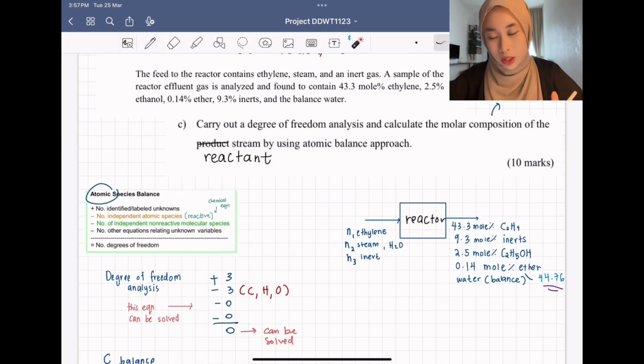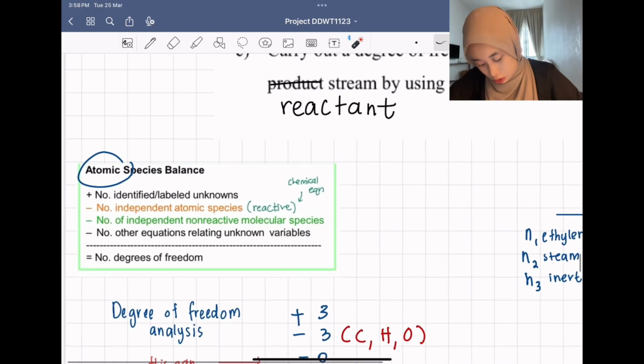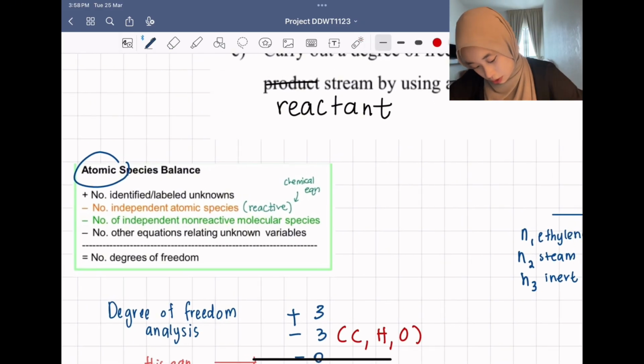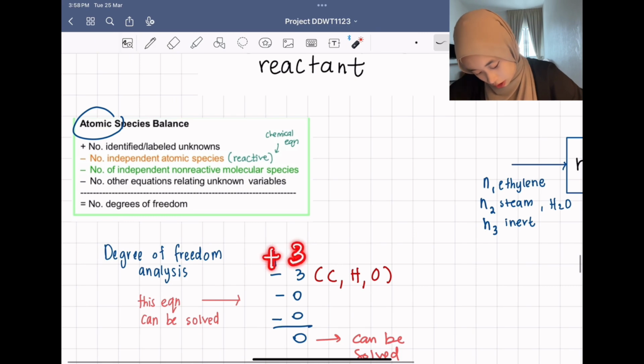Okay, kita dah boleh kira your degree of freedom, DOF. So setiap method ada formula tersendiri. Macam atomic balance, this is your formula. Kita will go through one by one. Number of identified label unknowns. So your unknowns is here, N1, N2, N3. So 3. So plus 3.